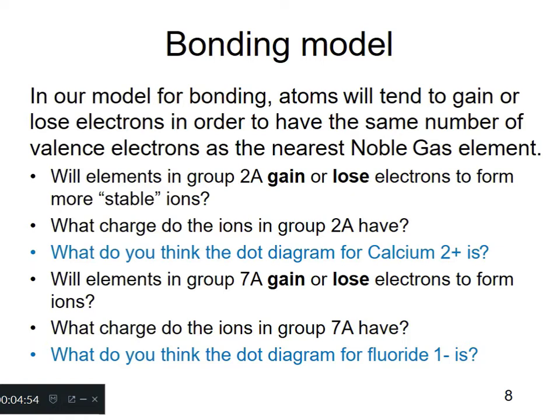And will the elements in group 7A gain or lose electrons to form ions? What charge do you think the ions in group 7A have? And what do you think the dot diagram for fluoride is? Again, pause the video and take a shot at this on your own before you look at the answer.